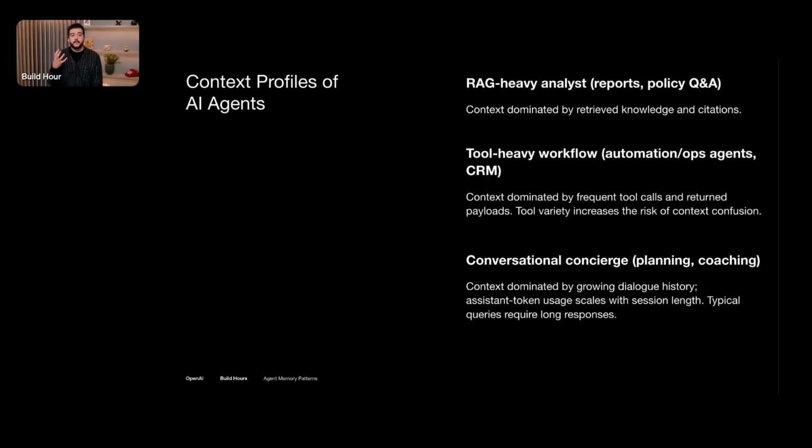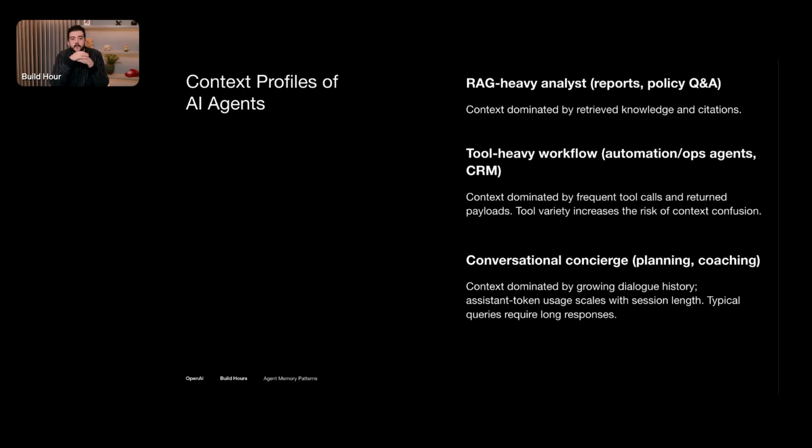Here, I want to group AI agents in terms of context profiles. We can group them into 3 categories. The first one is RAG-heavy assistants. So you can imagine reports, policy QA agents. In these types of agents, context is mostly dominated by retrieved knowledge and citations.